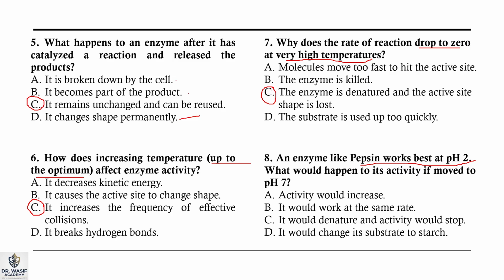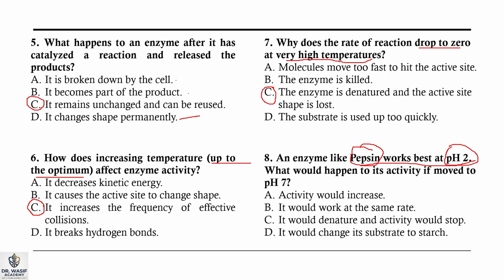Now remember, we are talking about pepsin, and pepsin works well at pH 2. And what will happen if there is an increase of pH level from 2 to 7? Your options are on your screen. Okay, answer this question in the comment box.